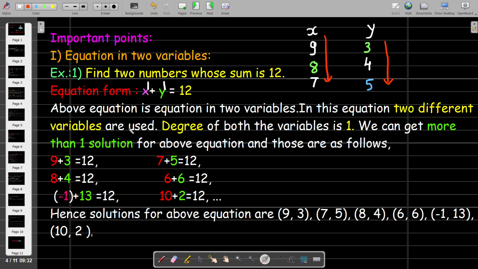That means in this equation there are infinitely many solutions for an equation of the form x plus y is equal to 12.